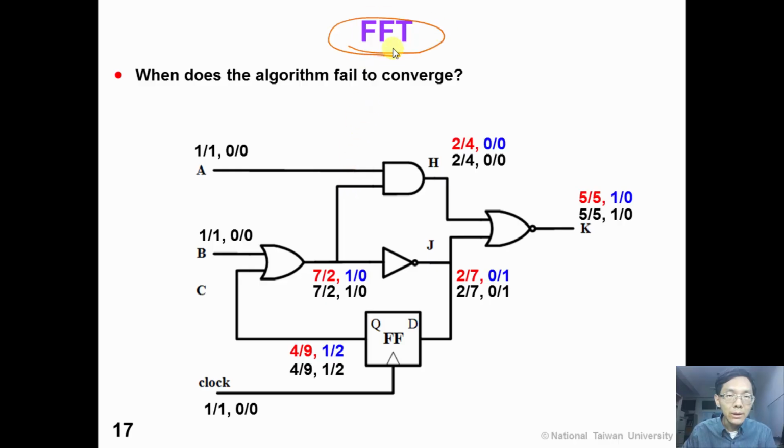Finally, we have an FFT for you to think about. In the previous slide, we mentioned that the sequential controllability computation needs iteration, and eventually the algorithm would converge. But in what situation does the algorithm fail to converge? Can you give me an example?